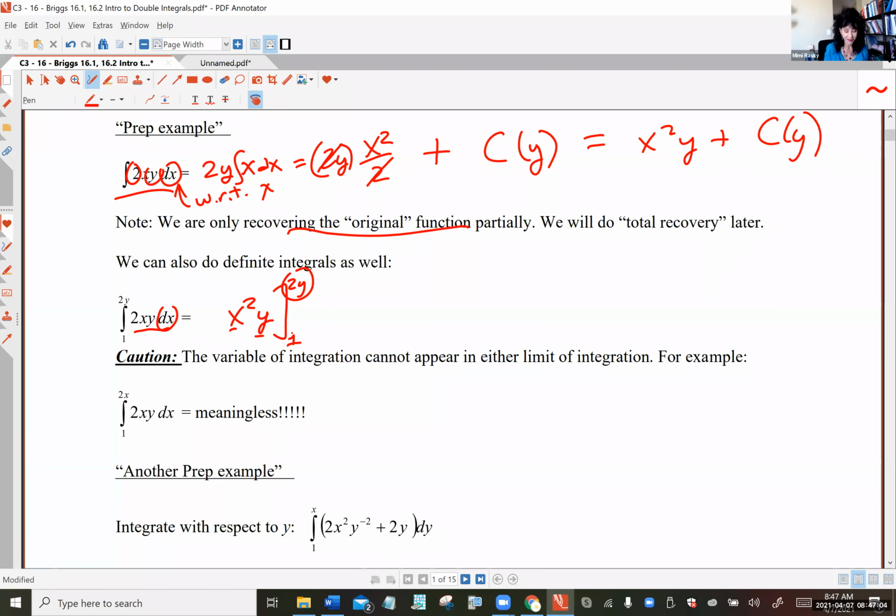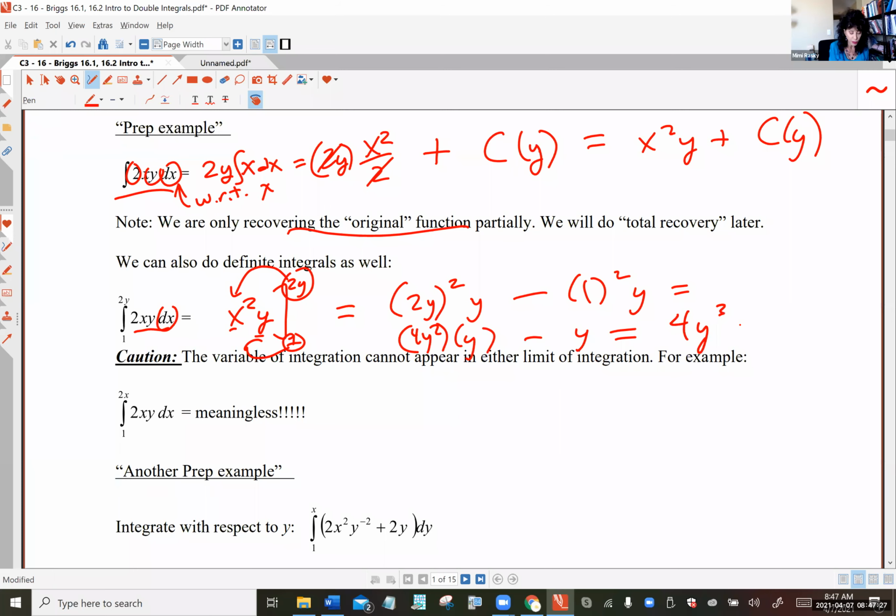X. Yeah, the x, because you just integrated with respect to x and y was held constant. So you're going to go, oh, I substitute 2y in place of x, and then I'll substitute the lower limit and then clean this mess up a little bit. So 2y squared is really 4y squared here. And then our final result here looks like 4y cubed minus y.